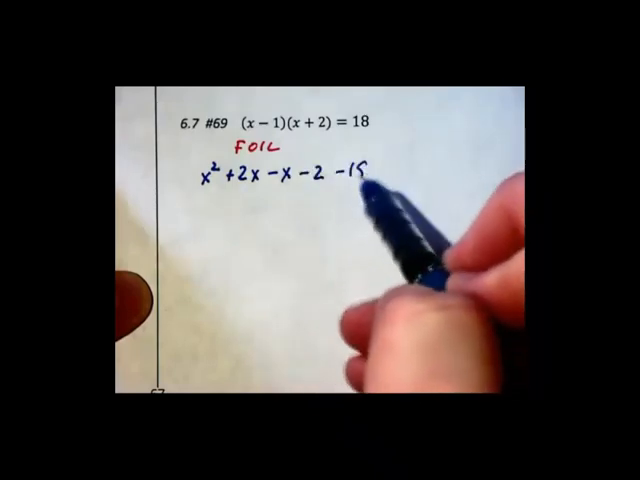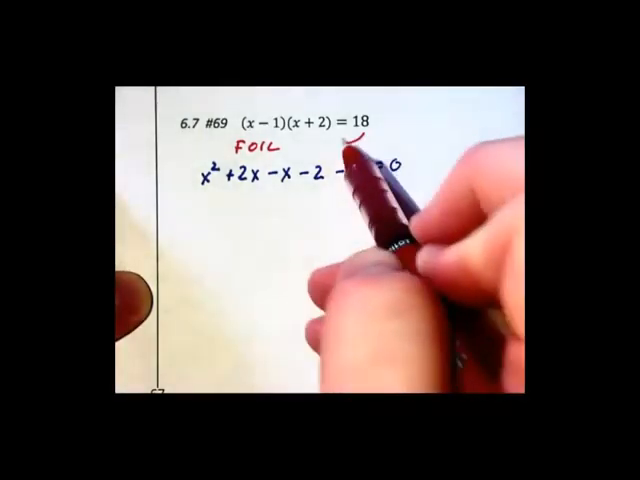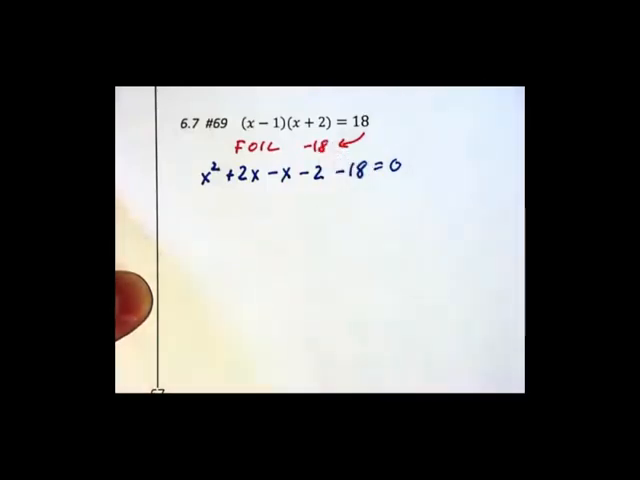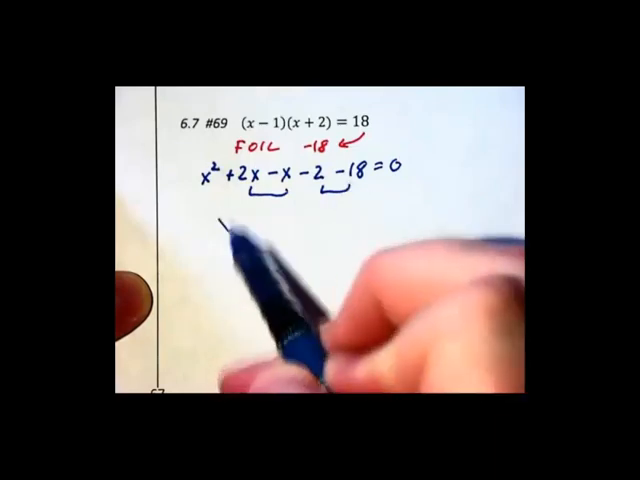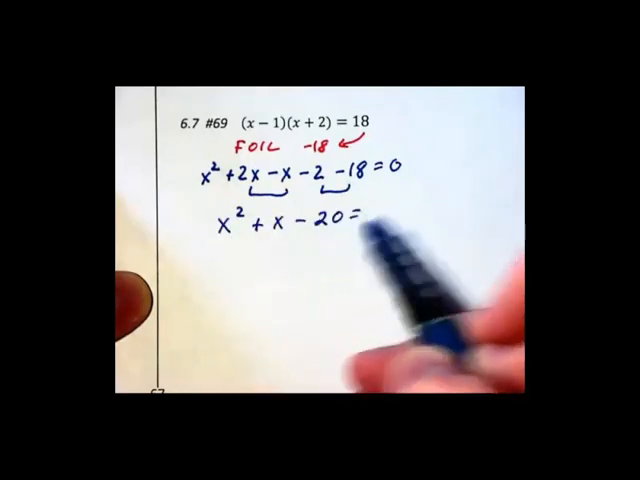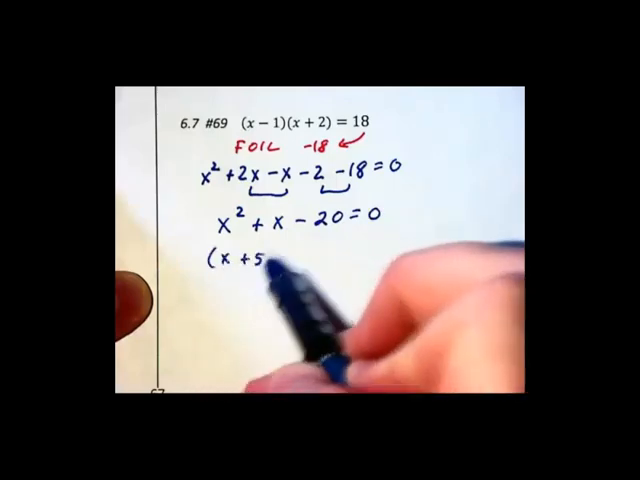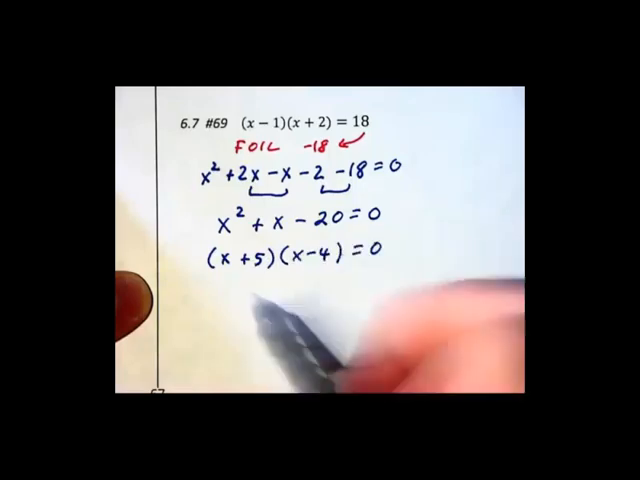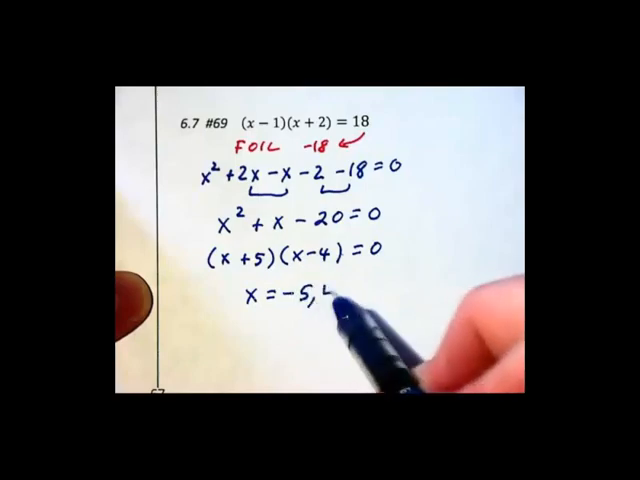and I'm going to already subtract that 18 to the left hand side because we're going to have that set equal to 0 as soon as possible. Now we combine like terms. X squared plus x minus 20 equals 0, and then factor x plus 5 times x minus 4 equals 0, giving us the two solutions of negative 5 and positive 4.